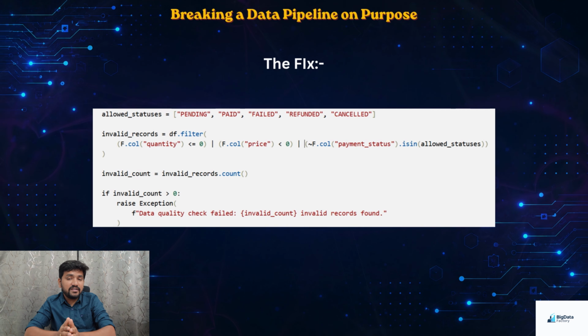If the business says order quantity must be greater than 0, then the pipeline should enforce that. So the fix is to add expected range checks. Quantity must be greater than 0. Price must be greater than or equal to 0. Payment status must be one of the allowed values. Production lesson, data quality is not just technical. It is business logic converted into tests.